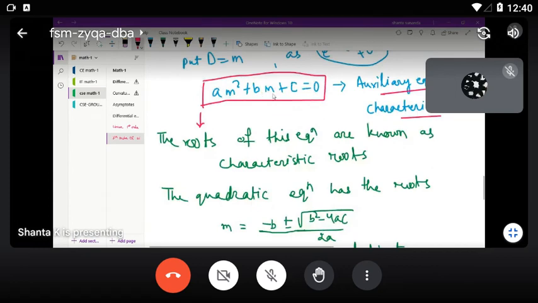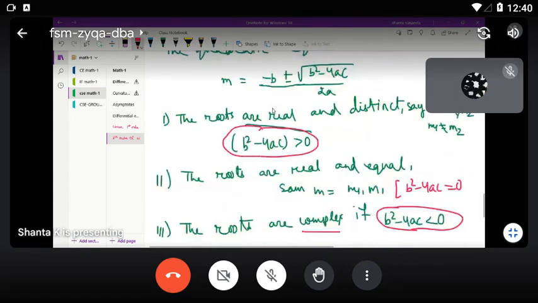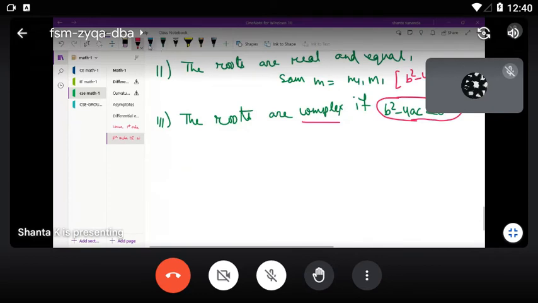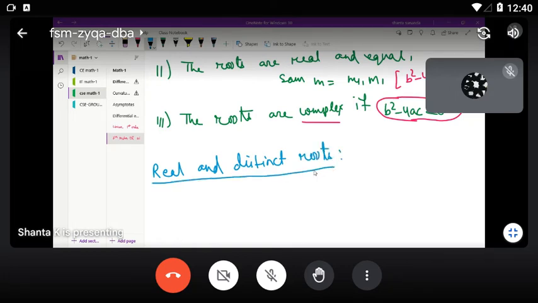This one, a m square plus b m plus c. And you see correspondingly how we are going to get the roots. Okay, I will derive for only one, and the rest you will derive. If you have real and distinct roots, and we have assumed they are m1, m2, now we obtain two solutions of the equation.